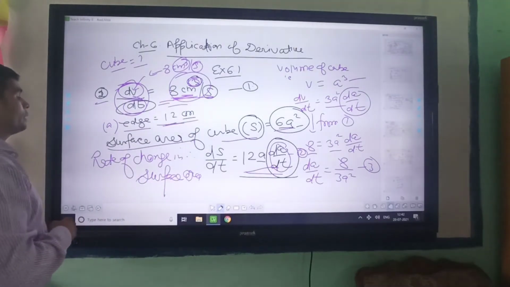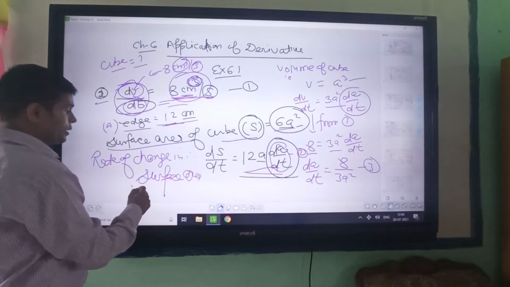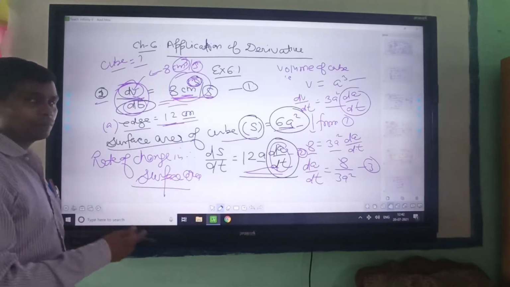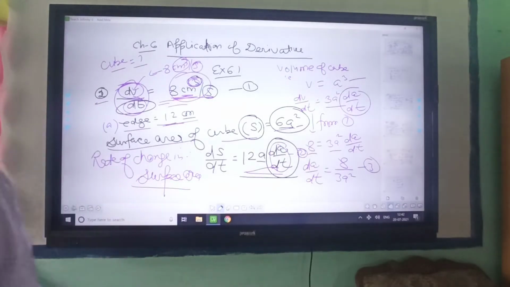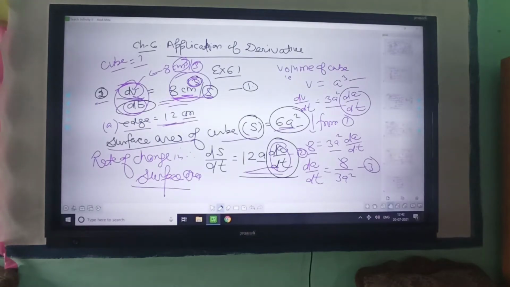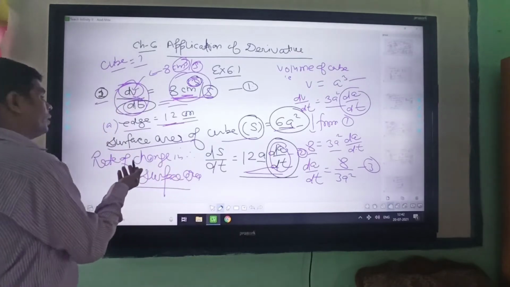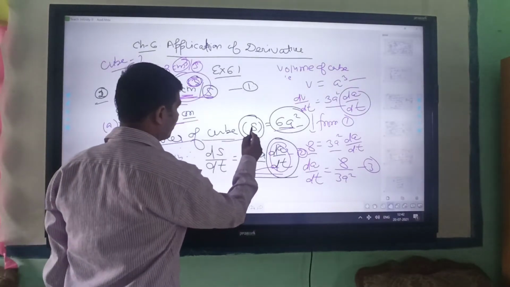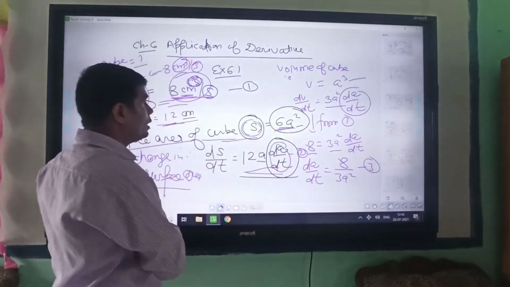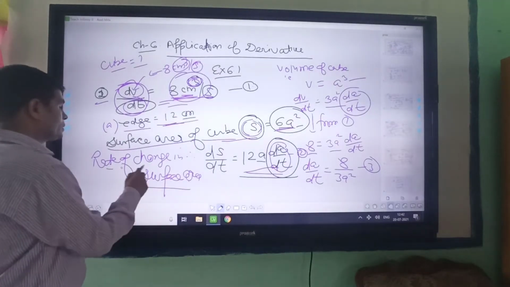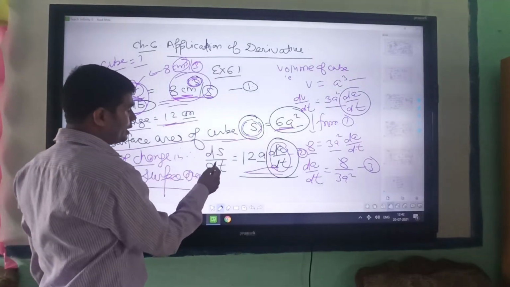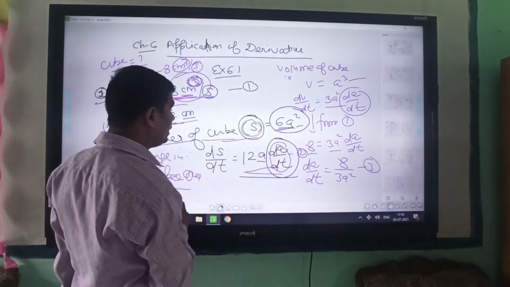We have to calculate the rate of change of surface area of the cube. So first of all, it must be clear to us what the surface area of the cube is. The surface area of the cube is 6a square. Now we have to find out the rate of change in surface area, so we have to find either dS by dt or dS by da.